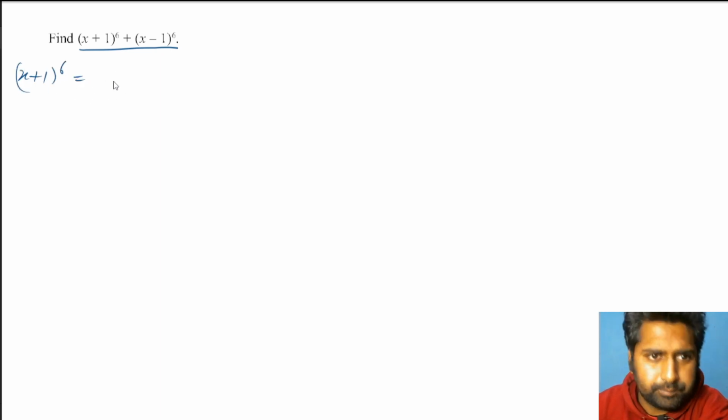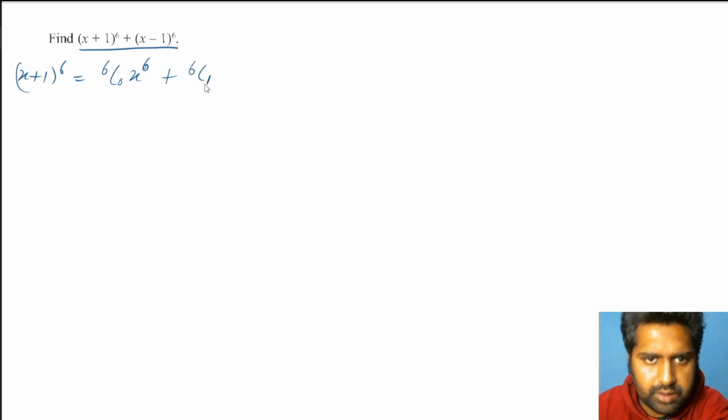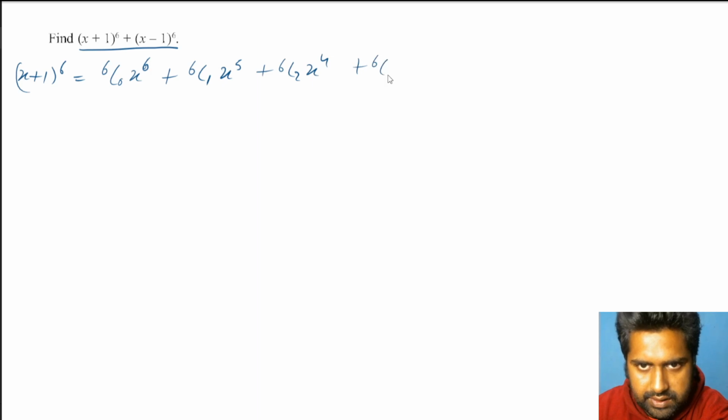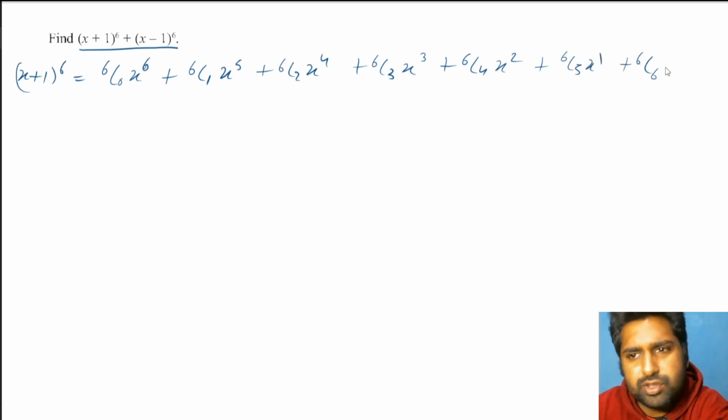Now it will become, start with 0, 6c0 x raised to power 6. I'm not writing 1 raised to power because you know 1 raised to any power is 1. So I'll write only this. So 6c0 x raised to power 6 plus 6c1 x raised to power 5, power will decrease, 1 raised to power same. 6c2 power again decreases, 6c3 power again decreases, 6c4 x raised to power 2, again decreases, 6c5 power again decreases, 6c6 x raised to power 0, again 1.